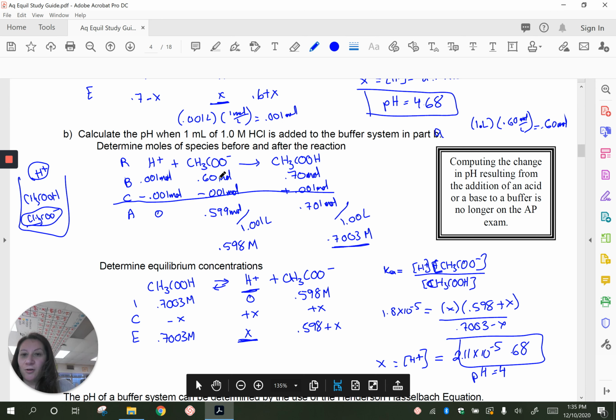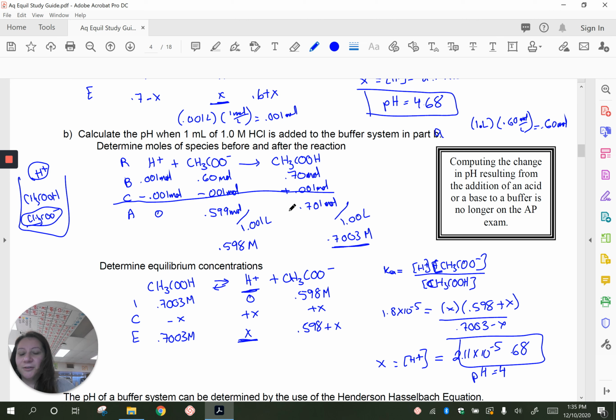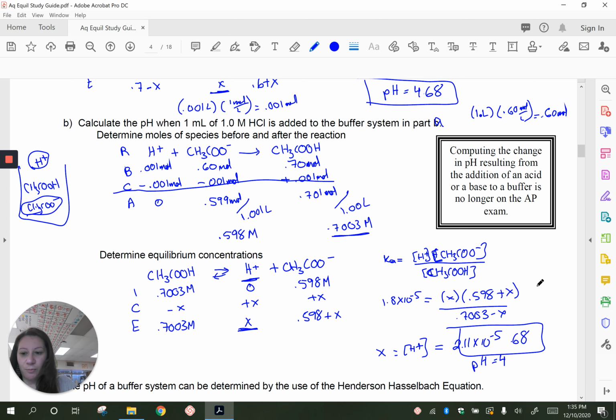So even though we added a whole milliliter of 1 molar HCl, it got used up. That extra H pluses got used up, and I still have my buffer left over, and so my pH is pretty much the same.